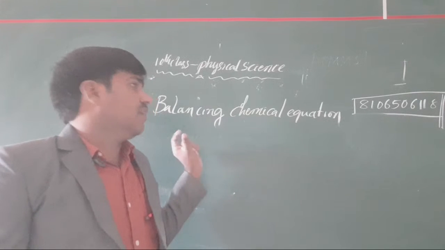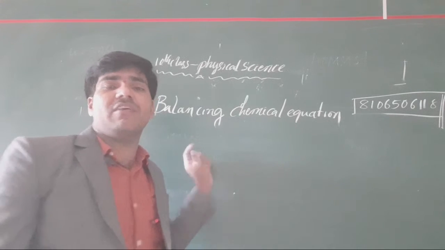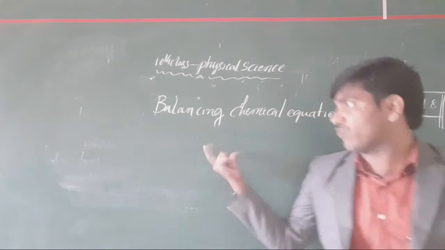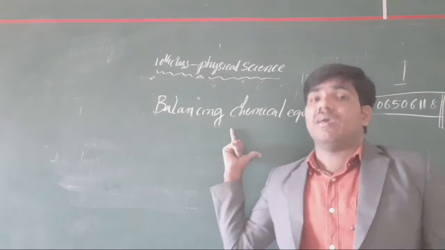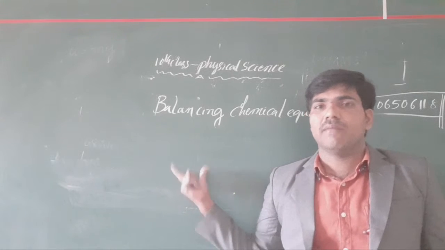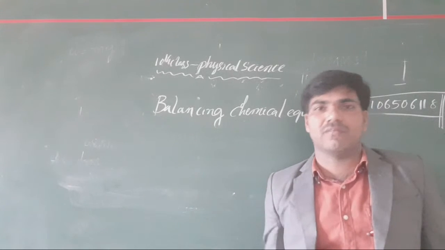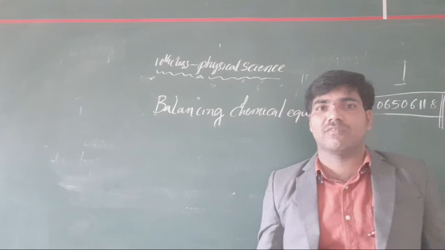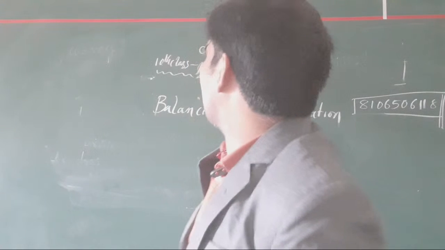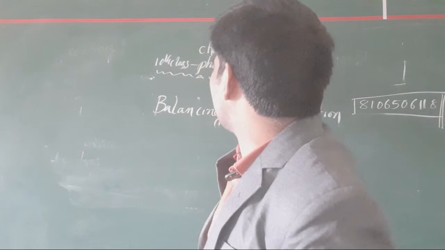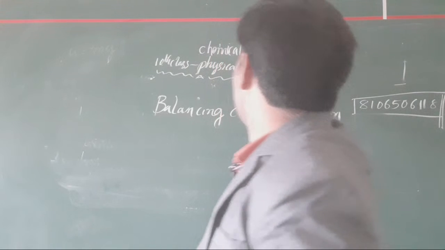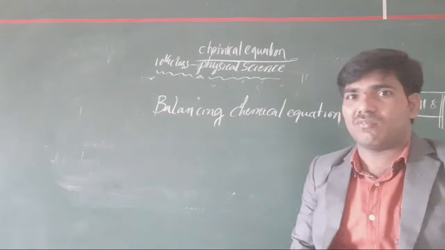Just simply, why are we balancing the equation? For satisfying the conservation of mass law, we go with the balancing of chemical equations. Okay now? Yes. This is the chemical equations lesson. Some students are asking the lesson name: chemical equations.